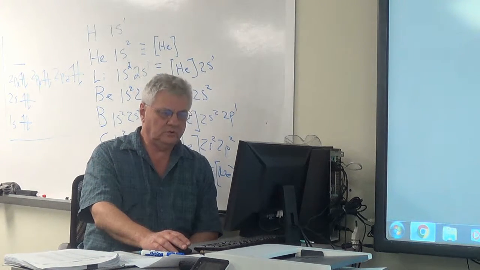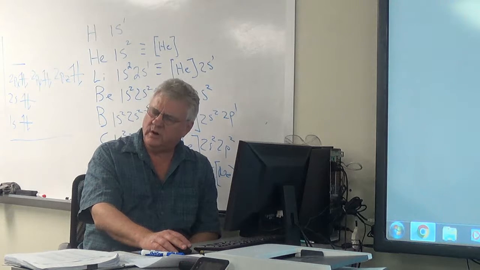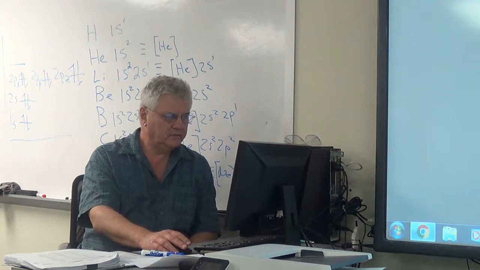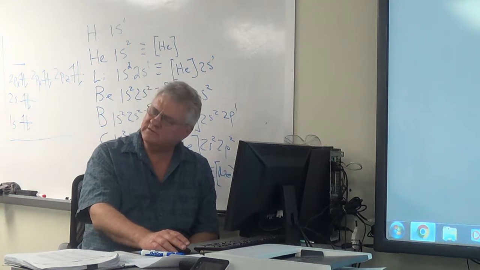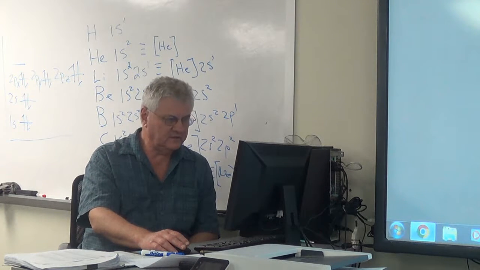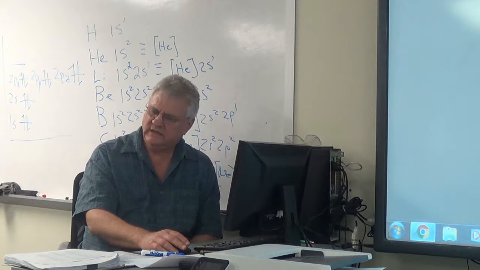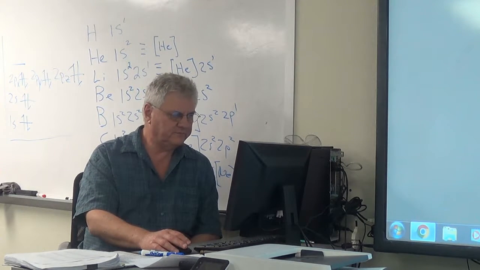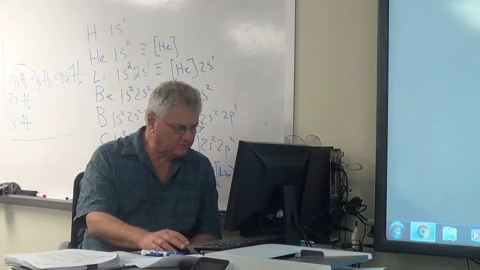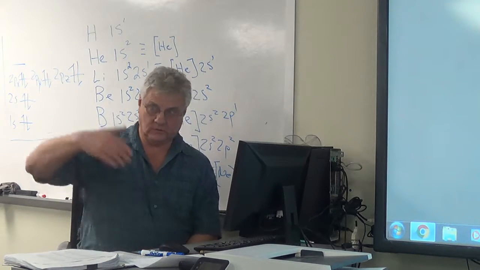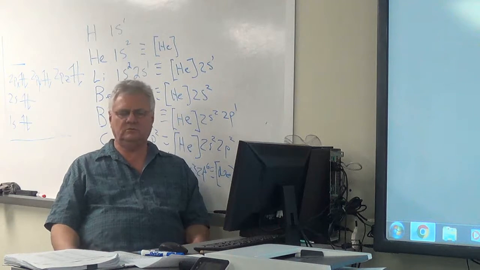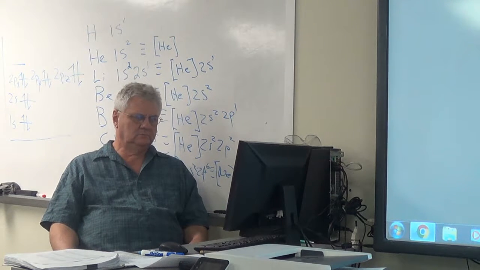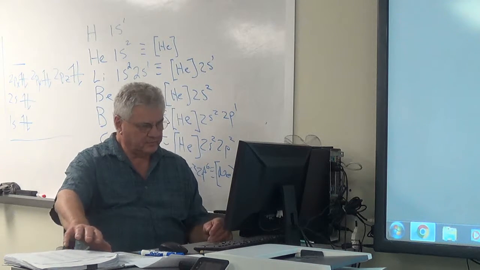The first 2 groups on the periodic table, group 1A and 2A, the alkali metals and the alkaline earths, the valence electrons for those elements are in the new s orbital. Don't forget, when you go across and then you go to the next period, you're going up an energy level. So in the first 2 groups, a new s orbital is being filled.